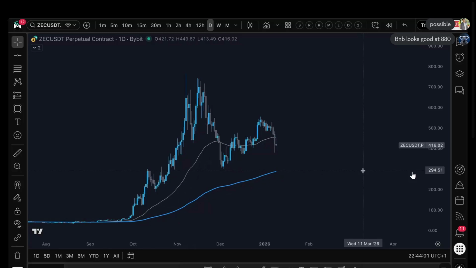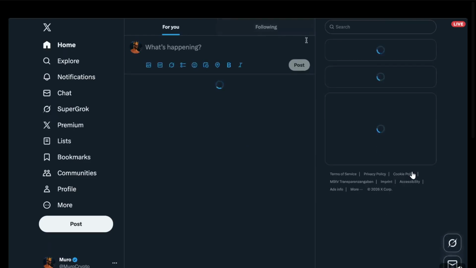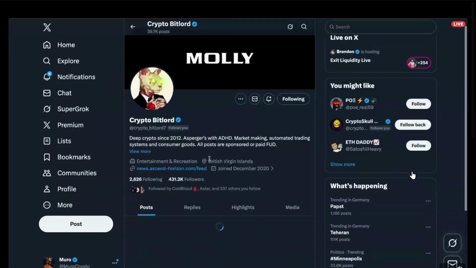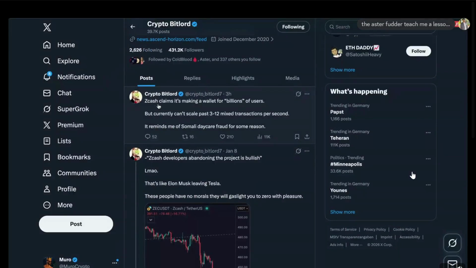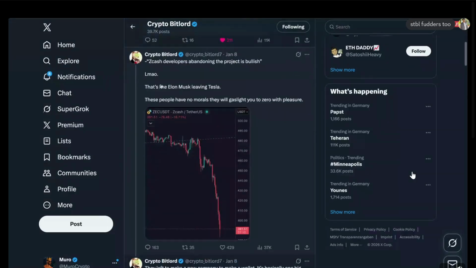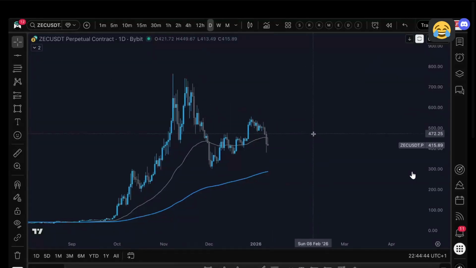The people who make FUD. I think Bitlord is fudding them now. A big account. I have seen him fudding them all the time now. And this is very bearish. Look here. Zach Cash claims it's making a wallet for billions of users, but currently can't scale past per second. It reminds me of Somali daycare fraud for some reason. So he's fudding them extremely, you know? This is like Elon Musk is leaving Tesla. He's comparing it, you know? And this is FUD. Guys, as long as you have people like this fudding the project now, it's bearish. So that's not good.